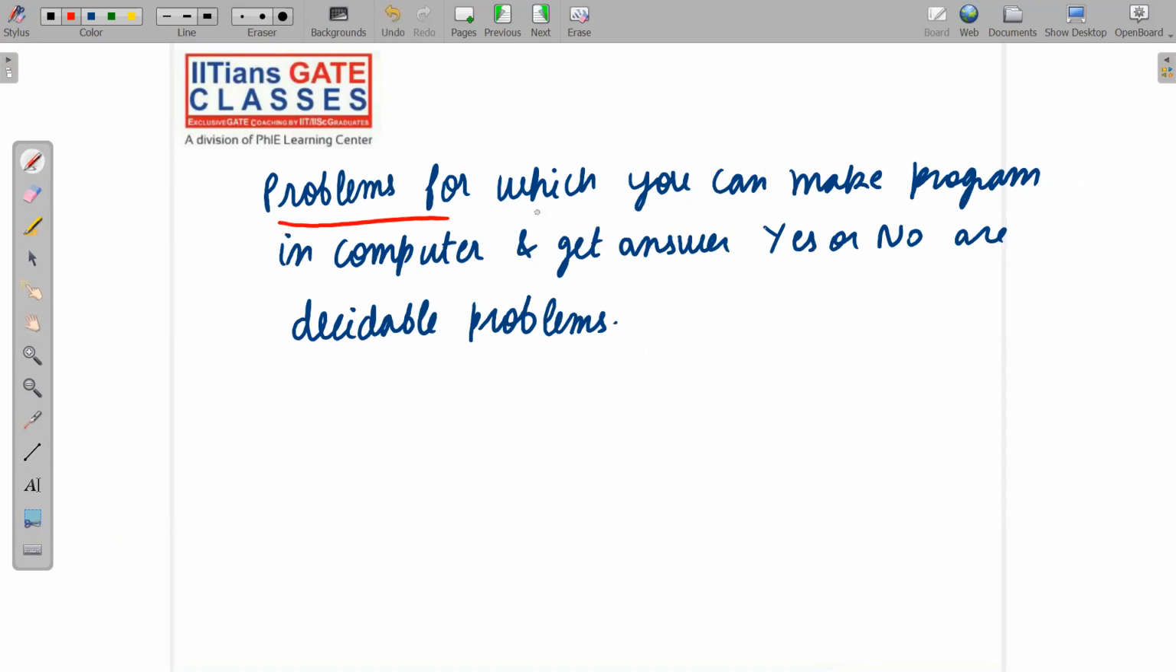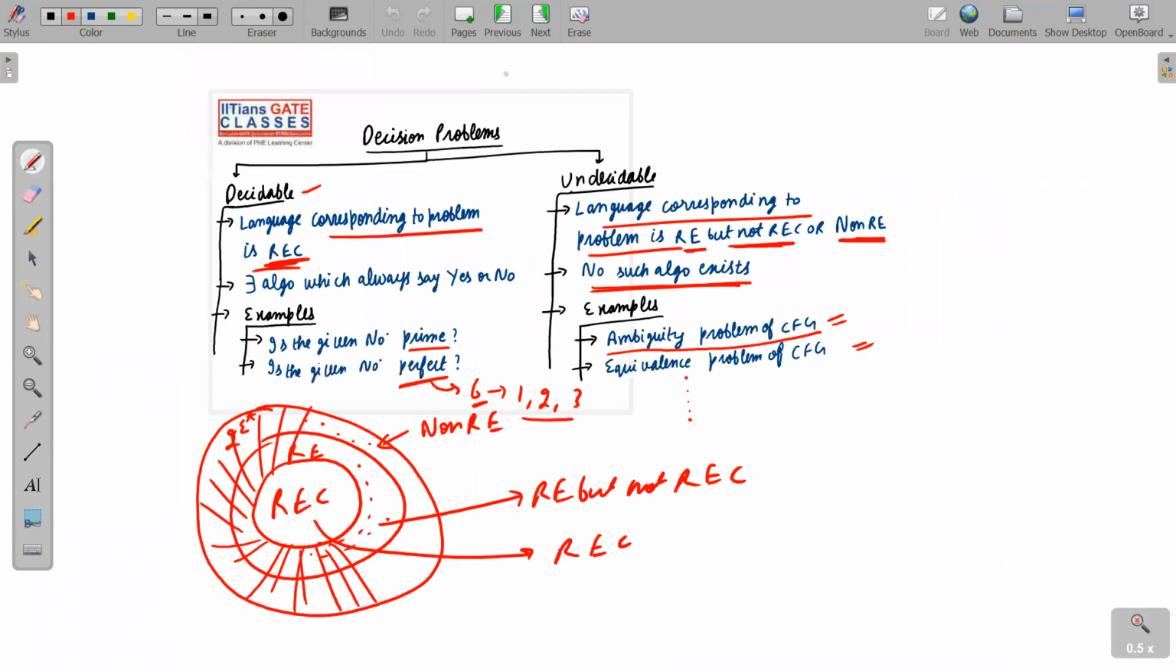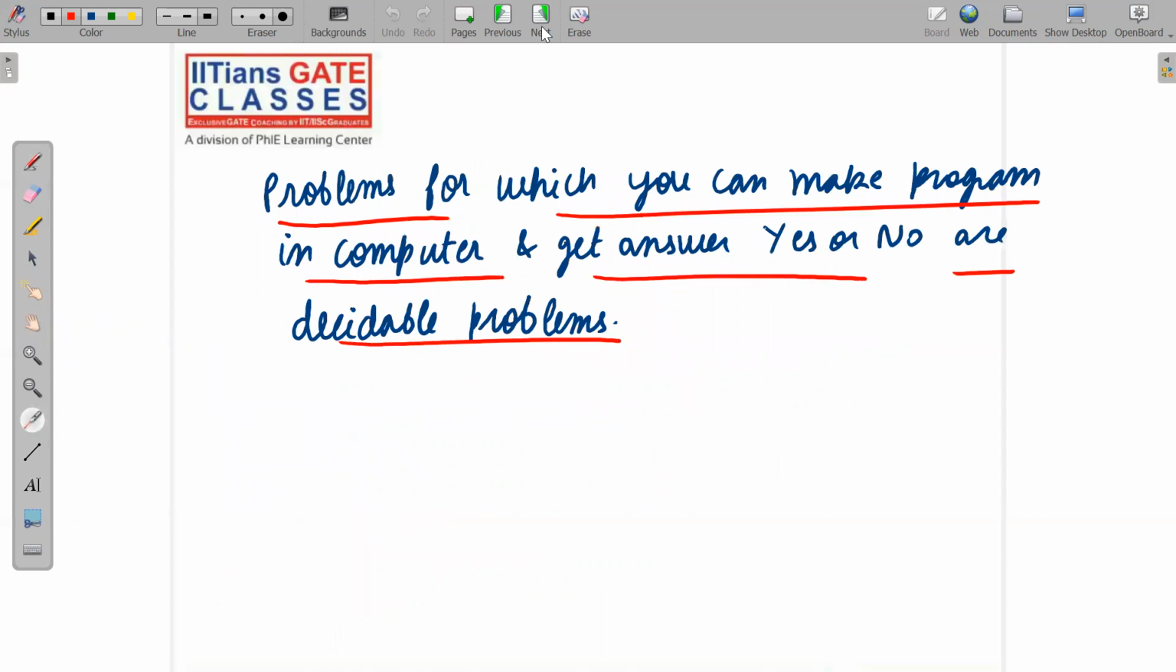Problems for which you can make a program in a computer and get the answer yes or no are decidable problems. This is an intuitive idea about how you check whether a problem is decidable or not. If you think that you can make a program, then obviously it will be decidable. That's it, and it's obviously an informal way. I'm not going into details. I'm just giving you an intuitive hint of how you can say a problem is decidable, like whether a given number is prime or not, perfect or not, finding the factorial of a number, and so on. Obviously these are decidable. Okay, so next.